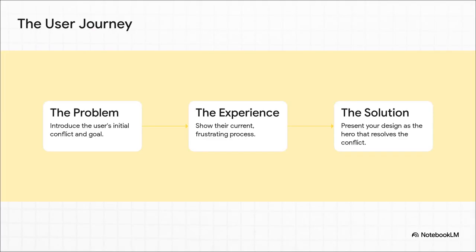So let's look at the user journey. The easiest way to think about it is like a classic movie in 3 acts. Act 1, you introduce your hero, the user, and their big problem. That's your conflict. Act 2, you show their current, probably frustrating experience. That builds the tension. And then for the grand finale, Act 3, your design comes in as the hero, solves the problem, and saves the day. It's a clean, logical, and really convincing story arc.